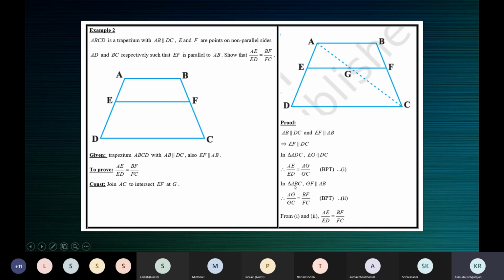Another triangle, set of parallel lines. This one is parallel to the side AB of the triangle ABC. Then, since you have this, the result by BPT is this proportion. Now compare these two proportions from 1 and 2. Comparing these two proportions, we have the result, which is to be proved. All right.